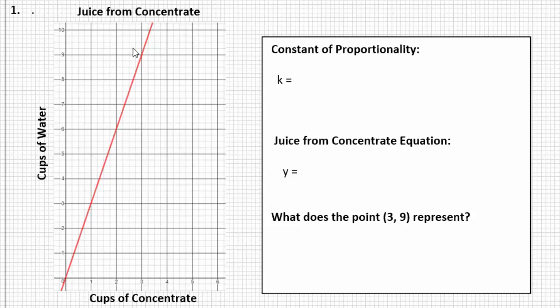So right away we know that this relationship is proportional because it starts here at the origin at 0, 0, and it is making a straight line. So in order to make a straight line like this, it has to be going up at a constant rate, right? A constant unit rate. So the question is, can you identify in this graph what our constant of proportionality or our unit rate is?